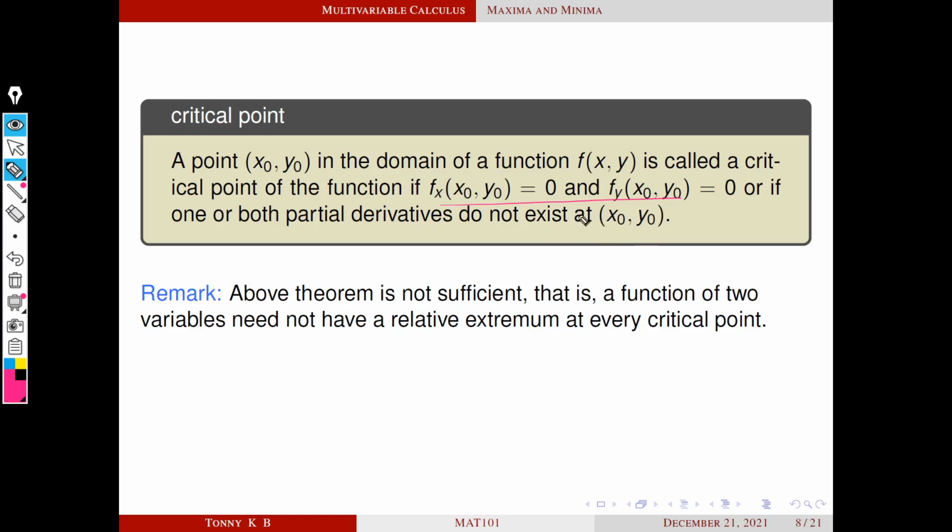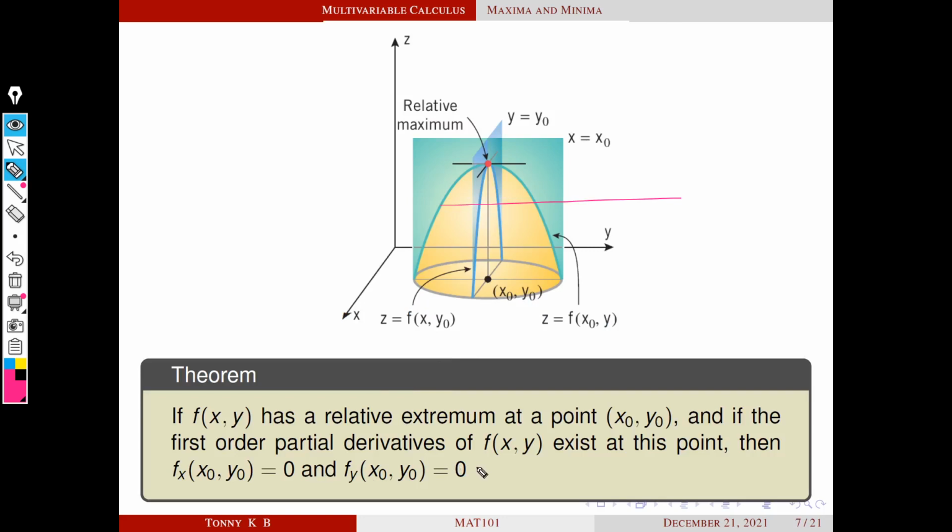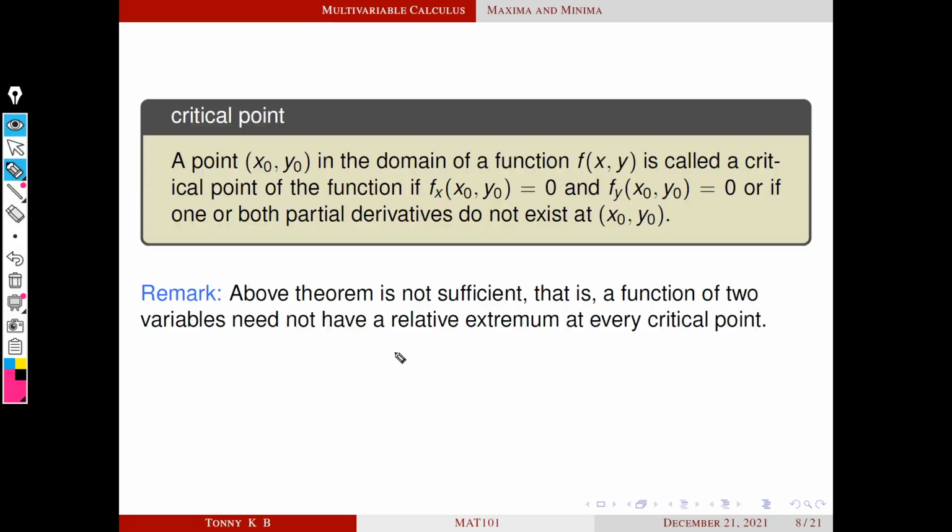Okay, actually our above result is not sufficient. It's only a necessary condition. If f has a relative extrema and a first order partial derivative exists, then this condition is true. But its converse is not true. That means this condition does not imply the function has a relative extrema. Clear? Okay, that is the meaning of this remark. That means the above result is not sufficient. That is, a function of two variables need not have a relative extrema at every critical point.